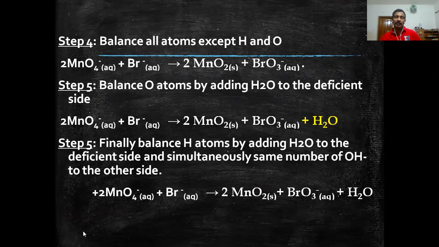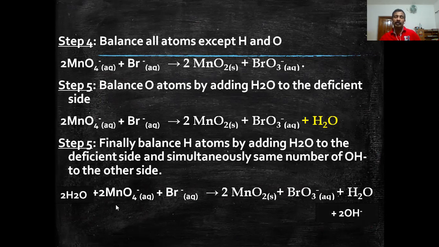That is described. Okay, what you have to add? 2 H2O here. Simultaneously you have to add 2 OH minus here. Now it is balanced, isn't it? 4 hydrogen here, 2 plus 2, 4 hydrogen here, 2 oxygen plus 2 into 4, 8.